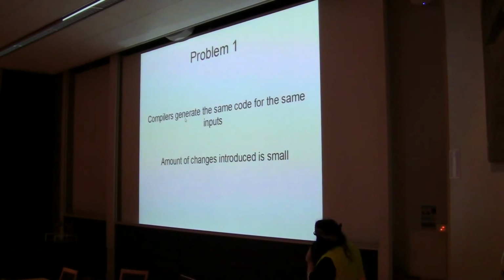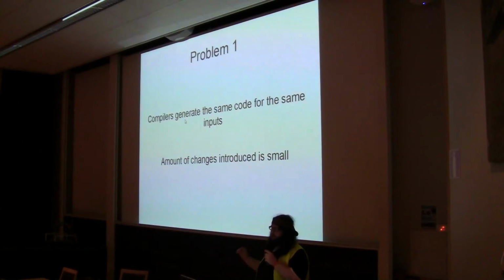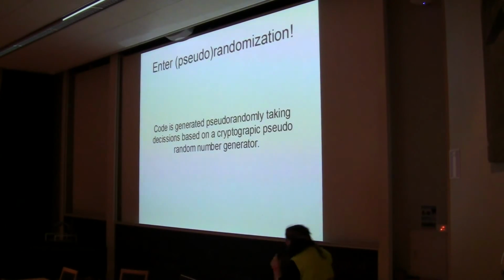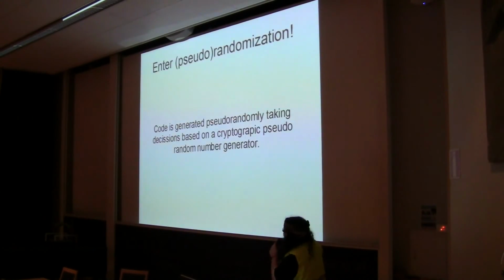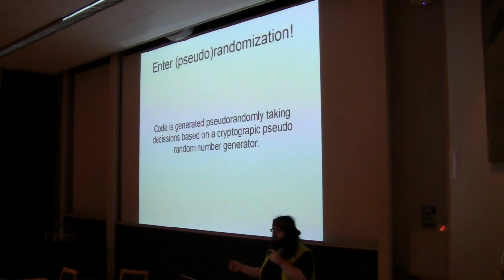What's the first problem we have when combating them? Compilers will generate the same code for the same input. Do you know what deterministic means? It is what makes your computer work. So the amount of change that is introduced when you change a small part of the function to fix, for example, a vulnerability is small. Well, we have pseudo-randomization! The idea is that the code is going to be generated taking decisions that are made by a pseudo-random generator. So as long as you use the same seed, you will get the same decisions, but if you change the seed, you get different decisions, so you get different code.